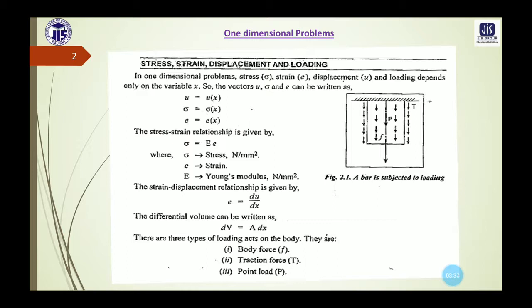Now, the stress-strain relationship we have seen, but the strain-displacement relationship is e equals du/dx. This relationship we also discussed while discussing the general steps of the finite element method in the earlier module. The differential volume can be written as dV equals A dx. And there are 3 types of loading which act on the body: the body force, the traction force and the point load.